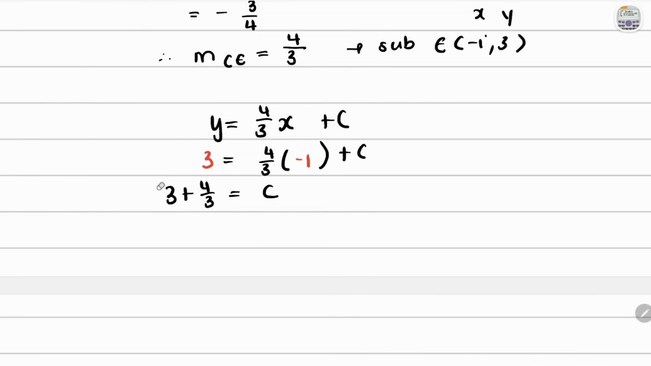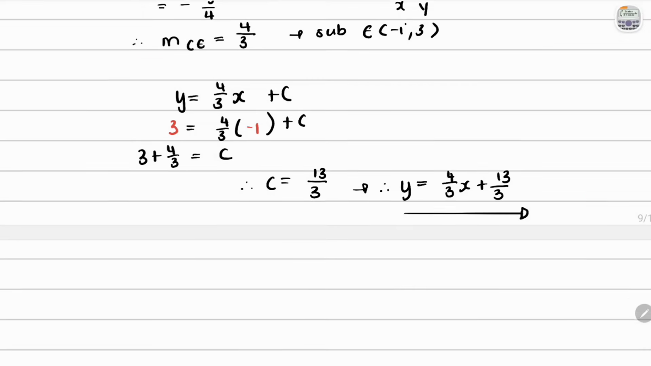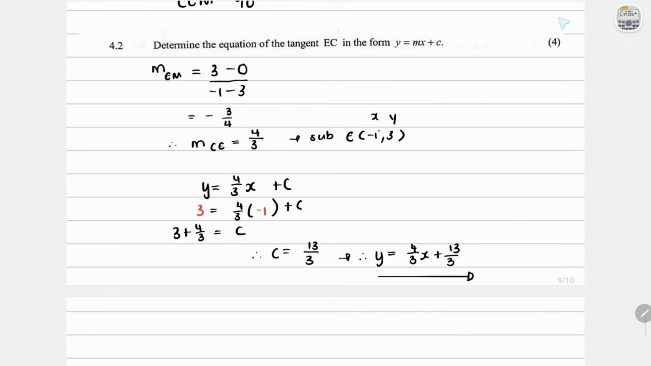If you put that over 3, it's going to just be 9. So 9 plus 4 is 13. So that's going to be 13 over 3. C equals 13 over 3. Okay, so that would therefore mean that the equation is y equals 4 over 3x plus 13 over 3. And that is the equation of line CE or EC. Okay, moving on to the next question.